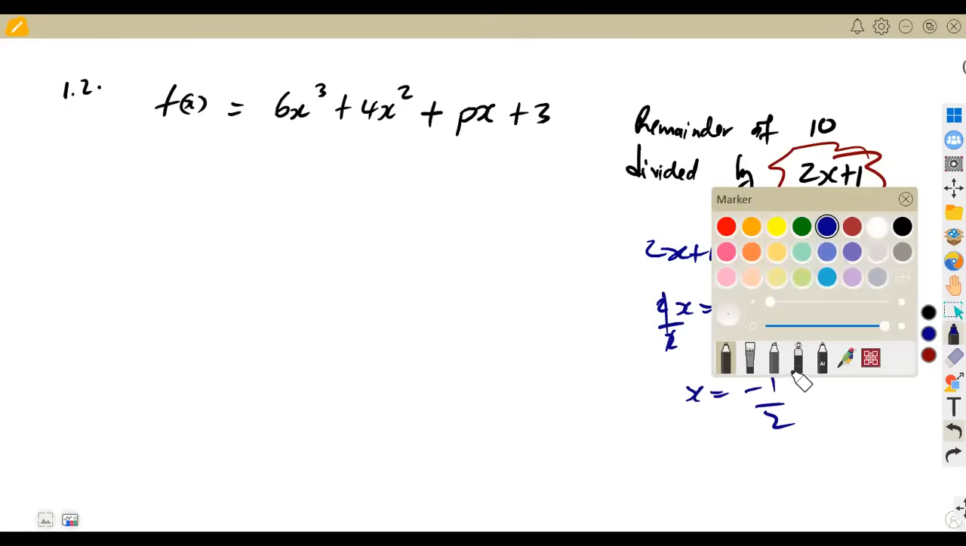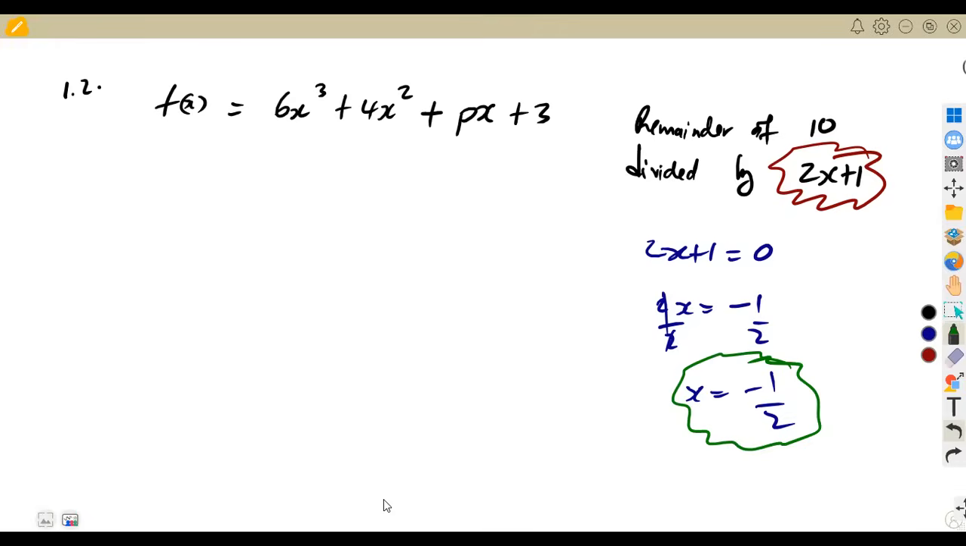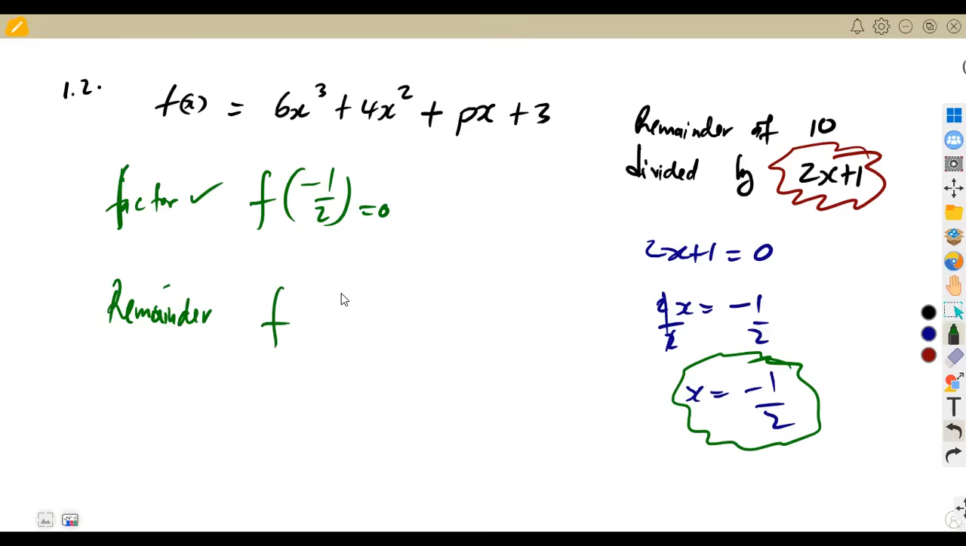So I want you to be careful. This value of x is going to give us two things. When it is a factor, it means f of -half must be equal to 0. But when it is given a condition of a remainder, the f of same -half that gave us a 0 when it was a factor is going to be equal to the remainder this time. So when you are given a remainder, it means f of this value is equal to the remainder. But when they say it's a factor, when 2x plus 1 is a factor, you are going to equate f of -half to 0.